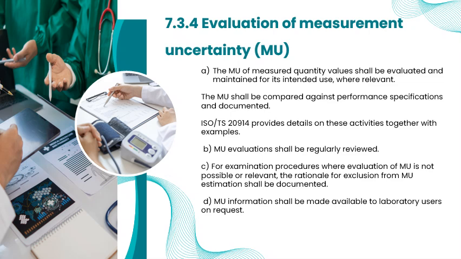If there are examination procedures for which evaluating measurement uncertainty is not possible or not relevant, the laboratory must clearly document the reasoning for excluding them from uncertainty estimation. Additionally, information about measurement uncertainty must be made available to laboratory users whenever they request it.